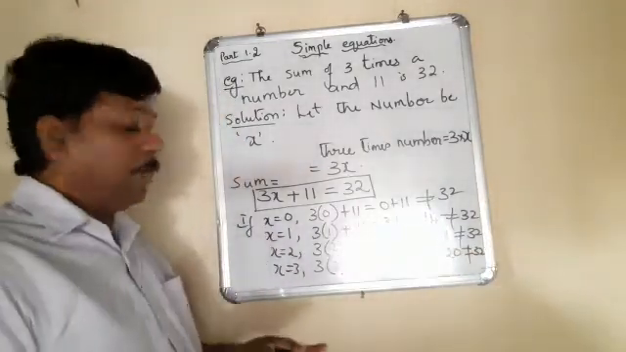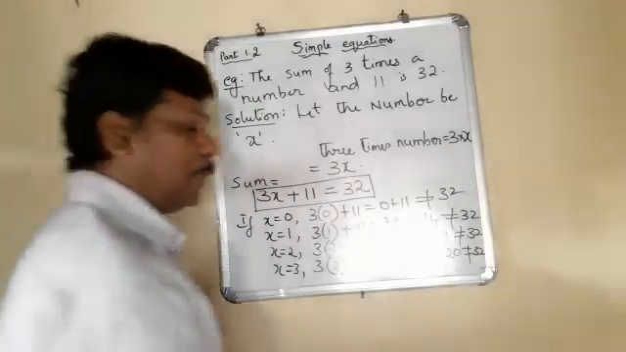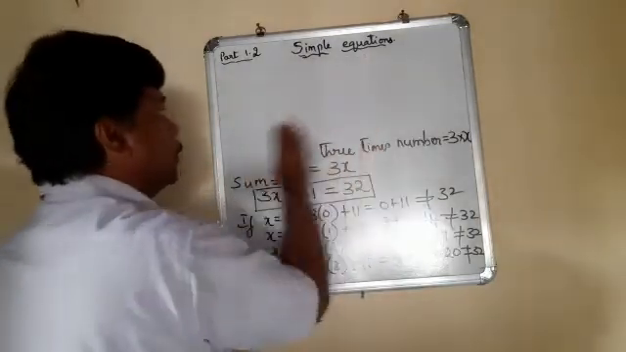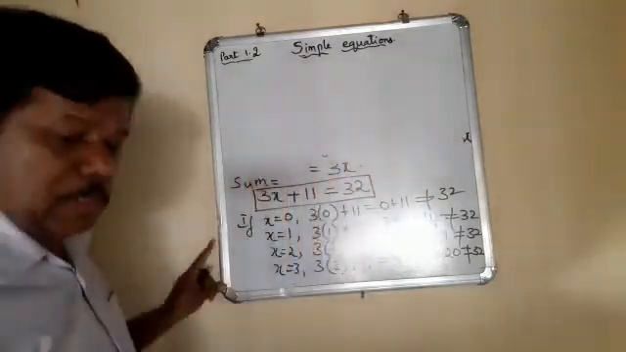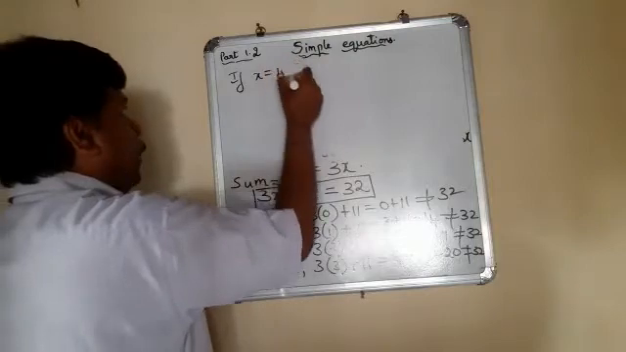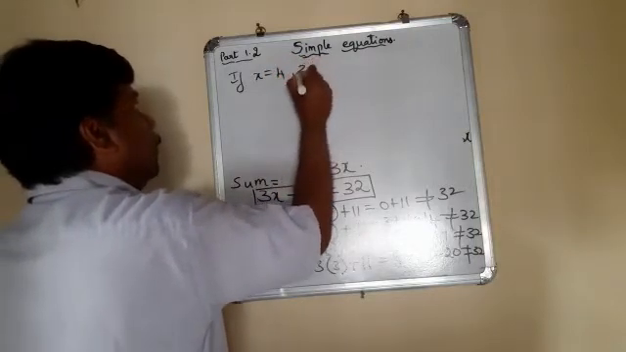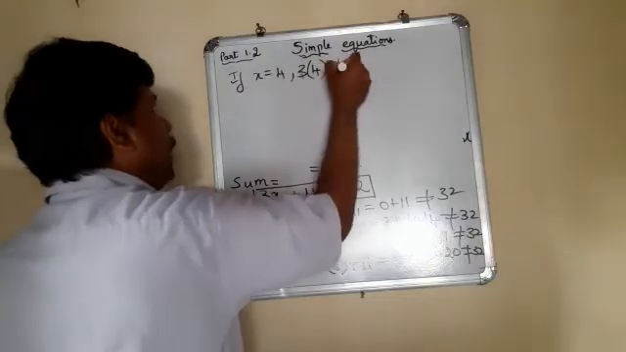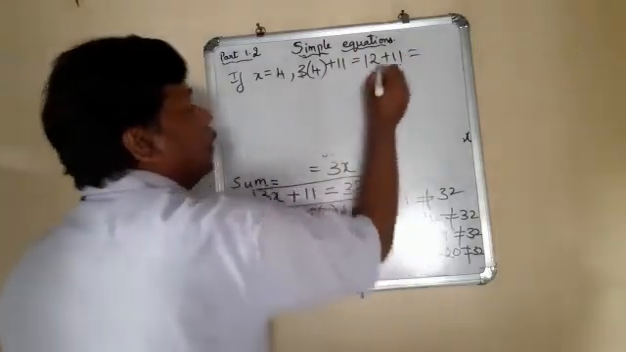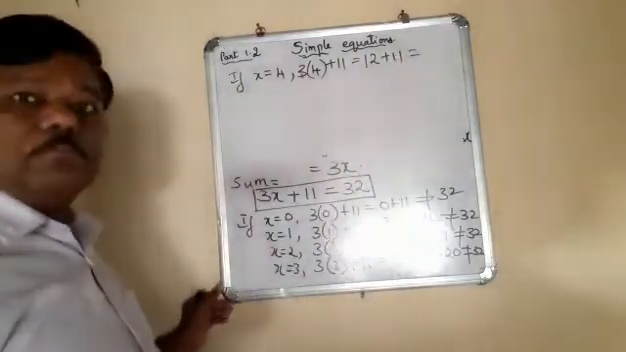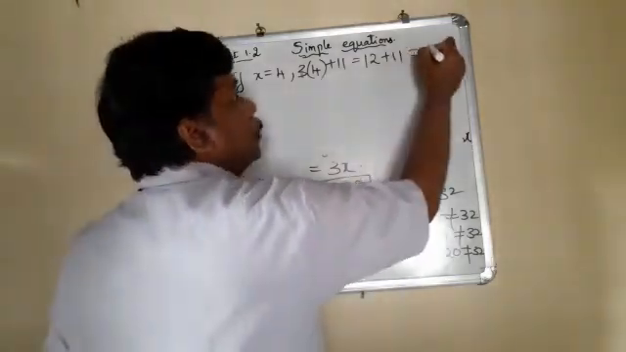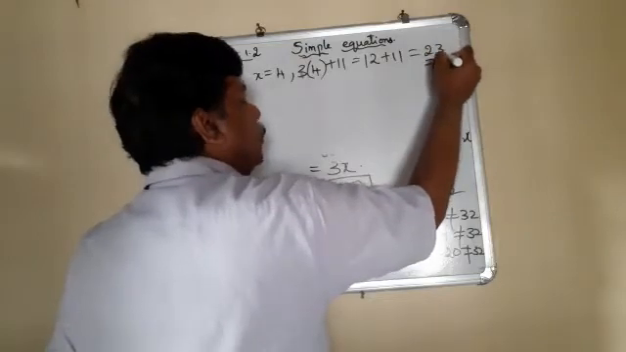So I have tried 4 different values and still I have not got the correct answer. So let us try with 1 or 2 more values. If x is equal to 4, then 3 multiplied by 4 plus 11 is equal to 12 plus 11, which is 23. So it is 23, which is again not equal to 32.